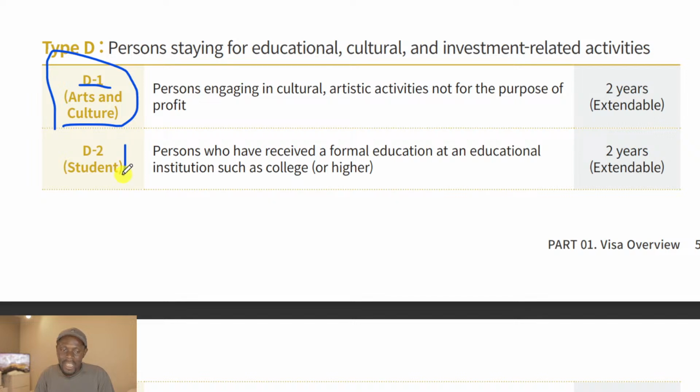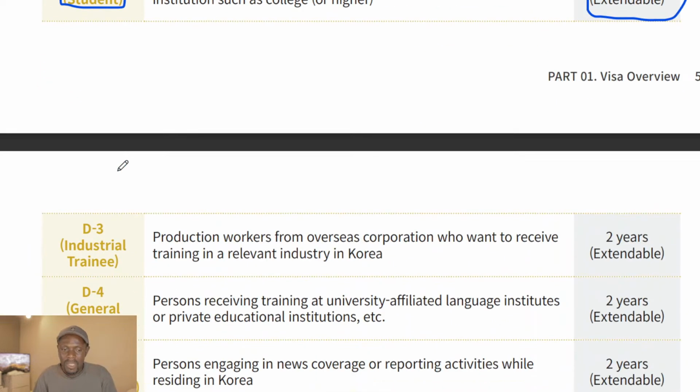And then D2 is for students, for those who are going to be in South Korea for at least 2 years. So let's say if you're going to South Korea for a master's degree, that will be 2 years of studies, then you would get a D2 visa. They would also give a D2 visa, but D2 sub, for those who are applying for a PhD. And then there is also a D2 sub for those who are applying for an undergraduate degree. It's very important that you know that.